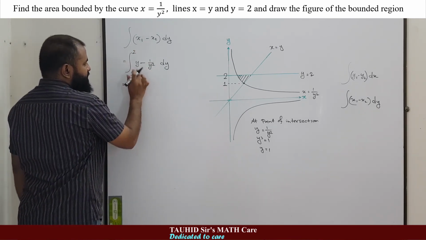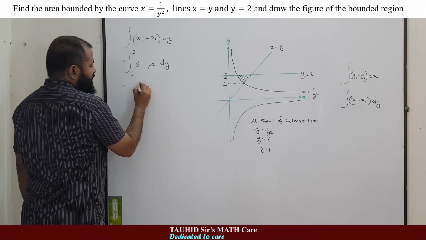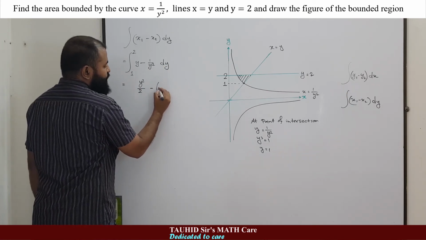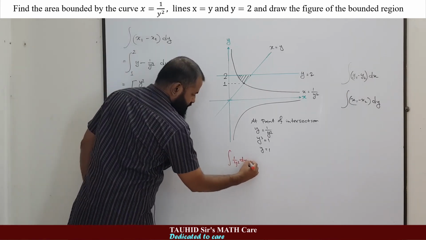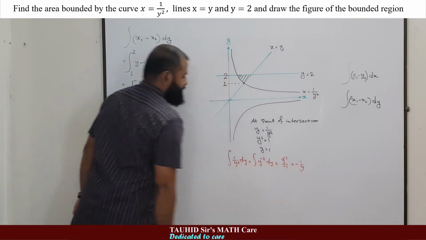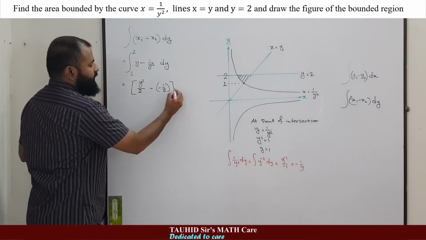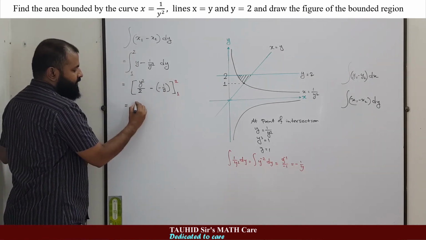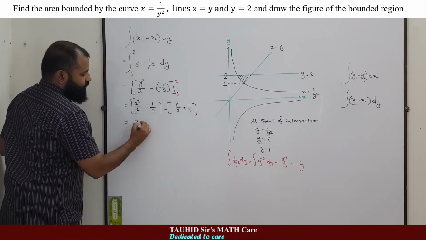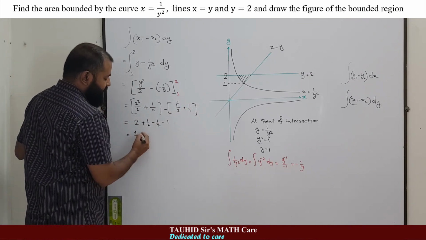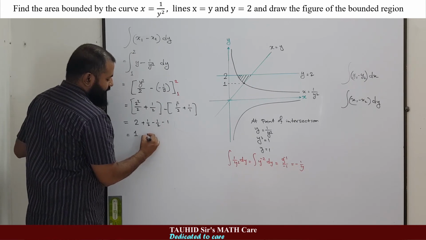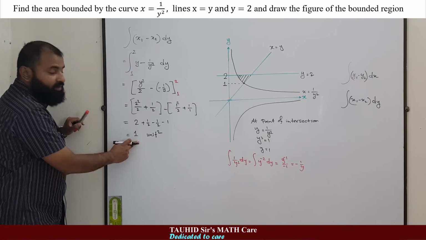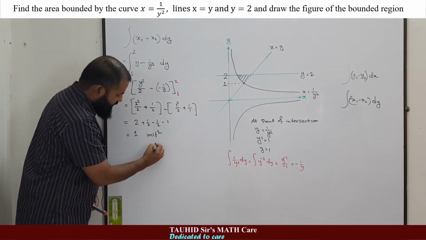After integration, if you integrate y, you get y square by 2, minus, if you integrate 1 by y square, you get minus 1 by y. We will use the limit 1 to 2, and we will now use our limits, and finally we find the answer to be 1. As this is an area, we will write the value to be 1 unit square. This is our answer.